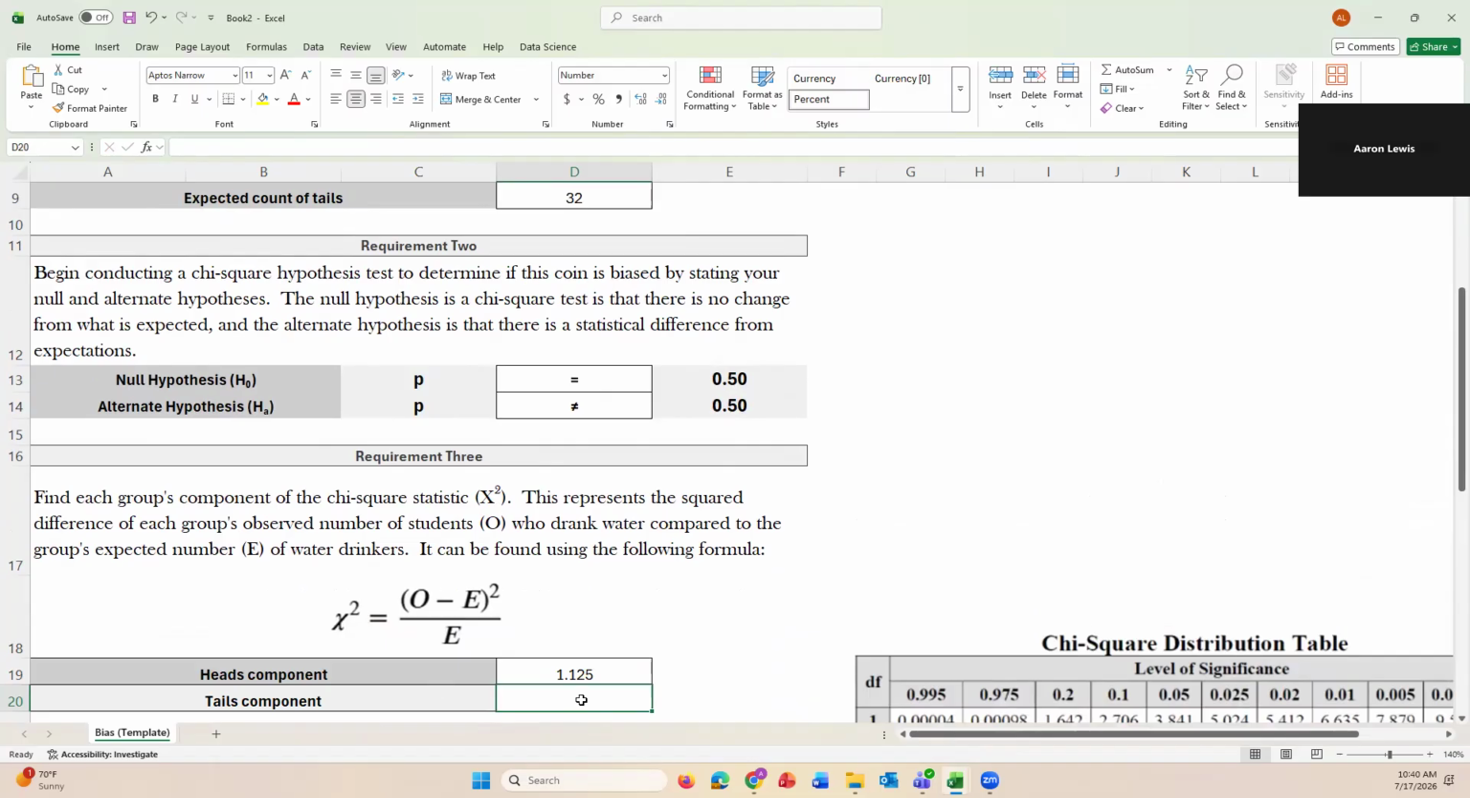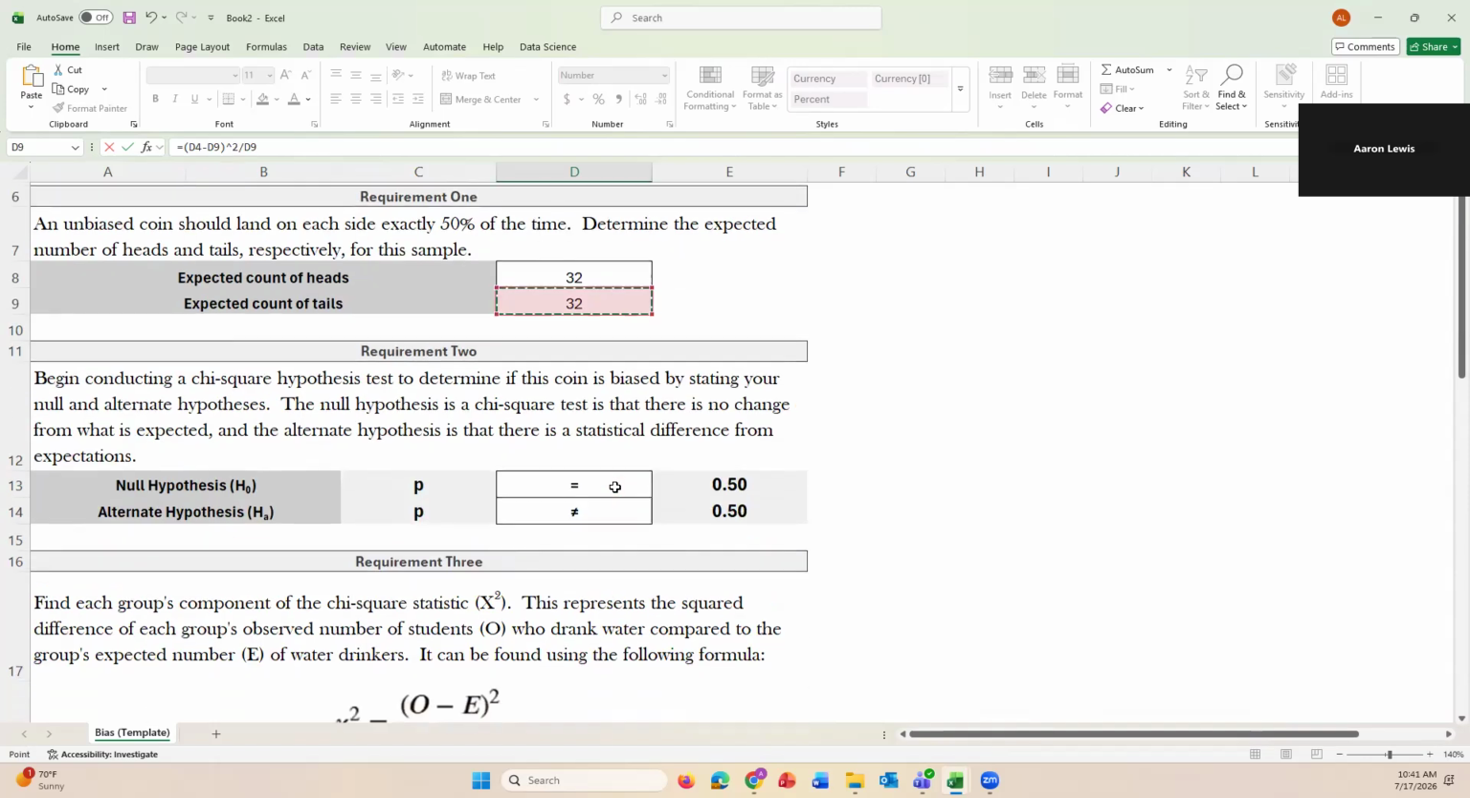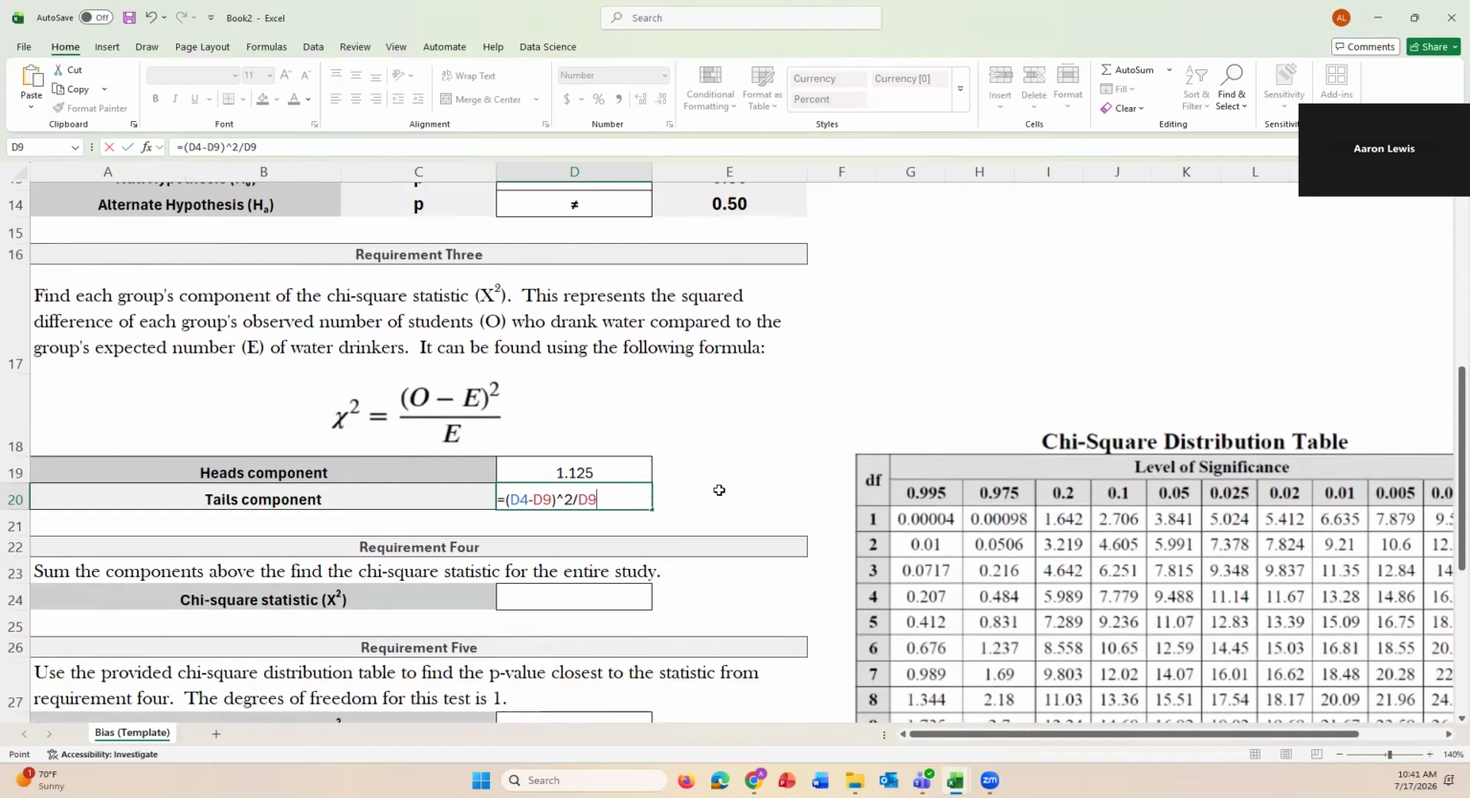Let's do the same thing for the tails components, and it's the same math. What was the observed amount of times that we had the coin land on tails was 26. In those parentheses, subtract out the expected amount of tails you would believe you're going to have, which is 32. Square that difference and divide by your expected amount of 32. So your formula should look a little something like that down here. It comes out to 1.125, and then to find our chi-square statistic, we just sum up all those numbers, and we come up with 2.25.